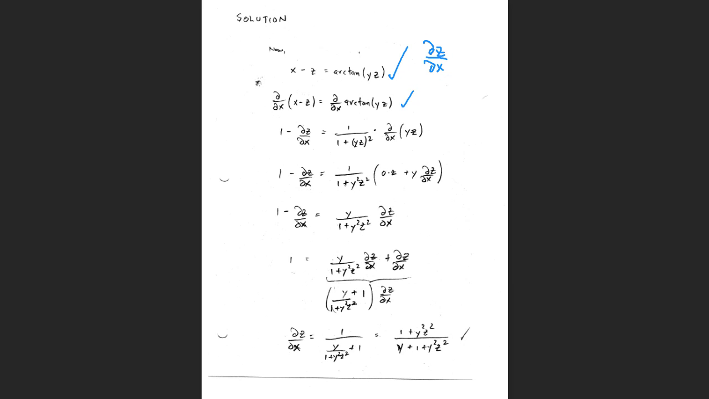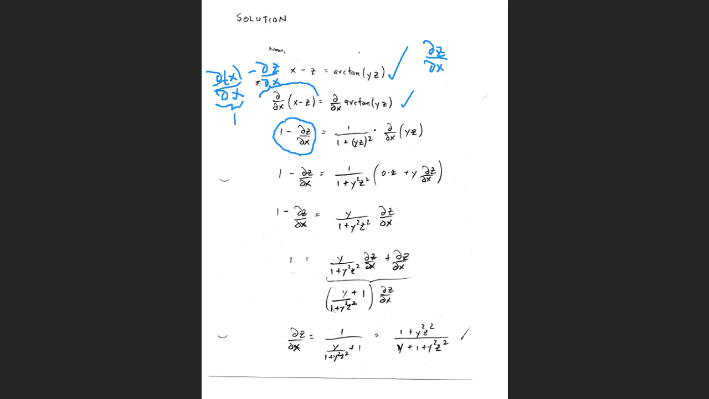Okay, so now we go ahead and we differentiate both sides. This here on the left is just the partial derivative of x with respect to x minus the partial derivative of z with respect to x. Well, the partial derivative of x with respect to x is 1. And so I get 1 minus the partial derivative of z with respect to x here on the left side.